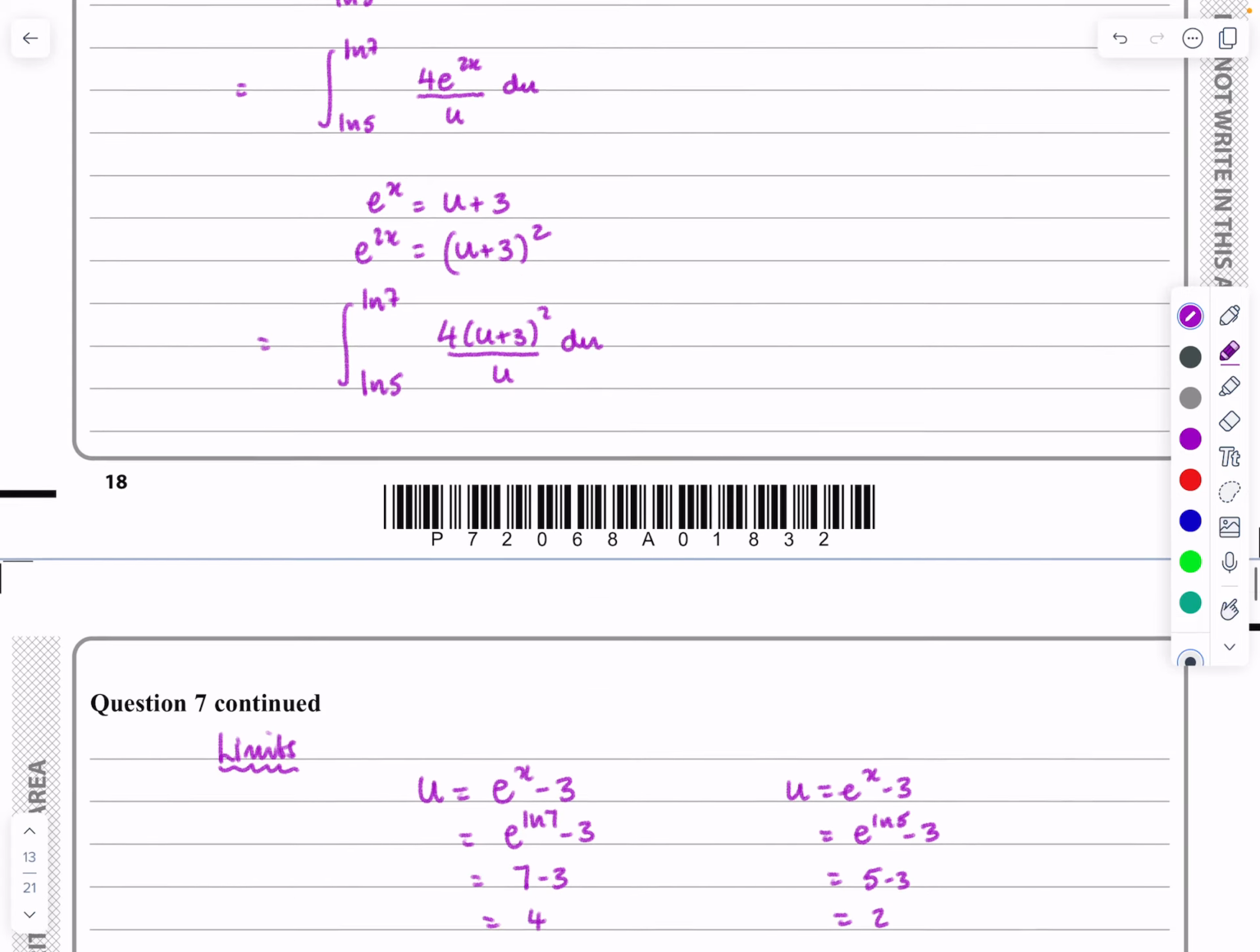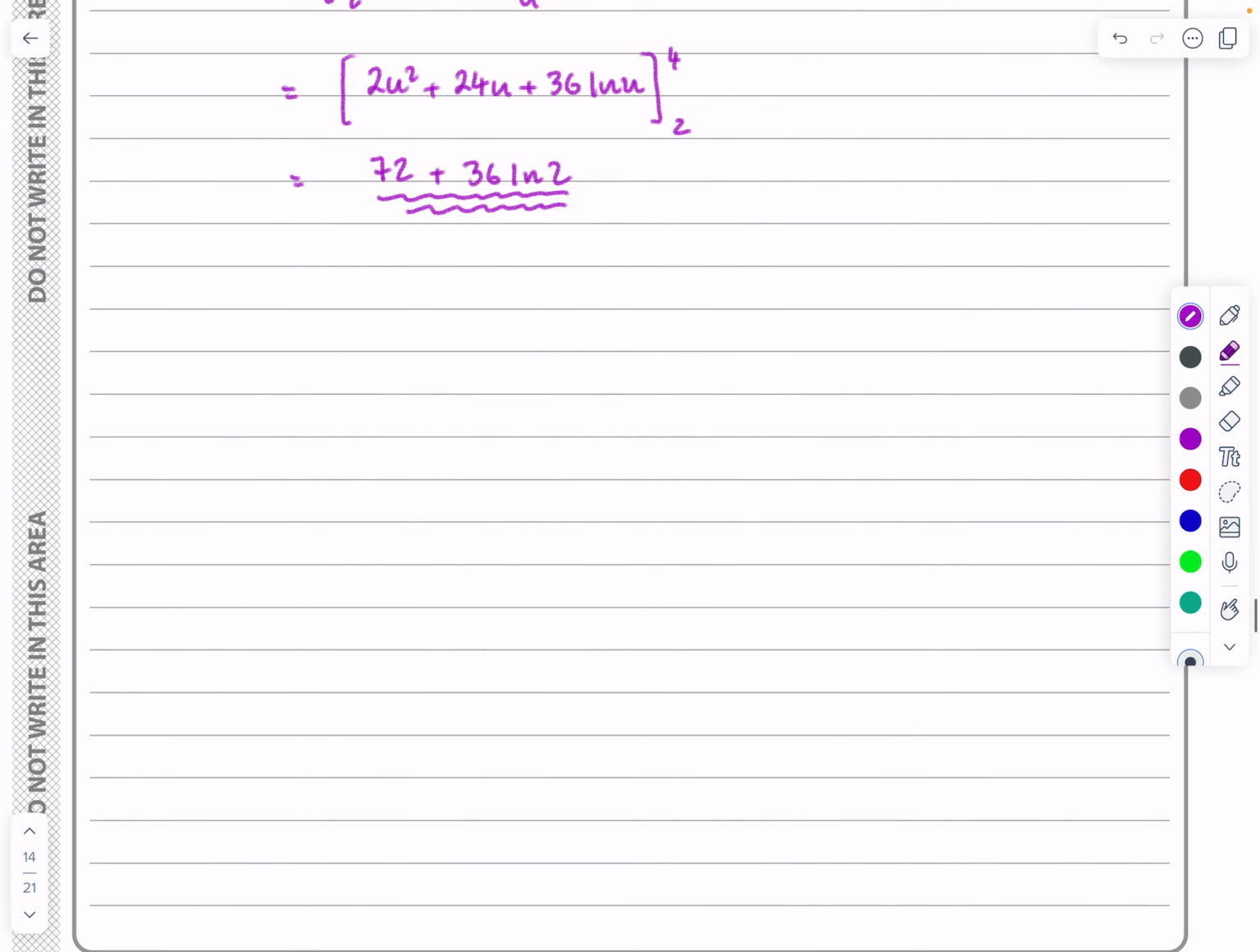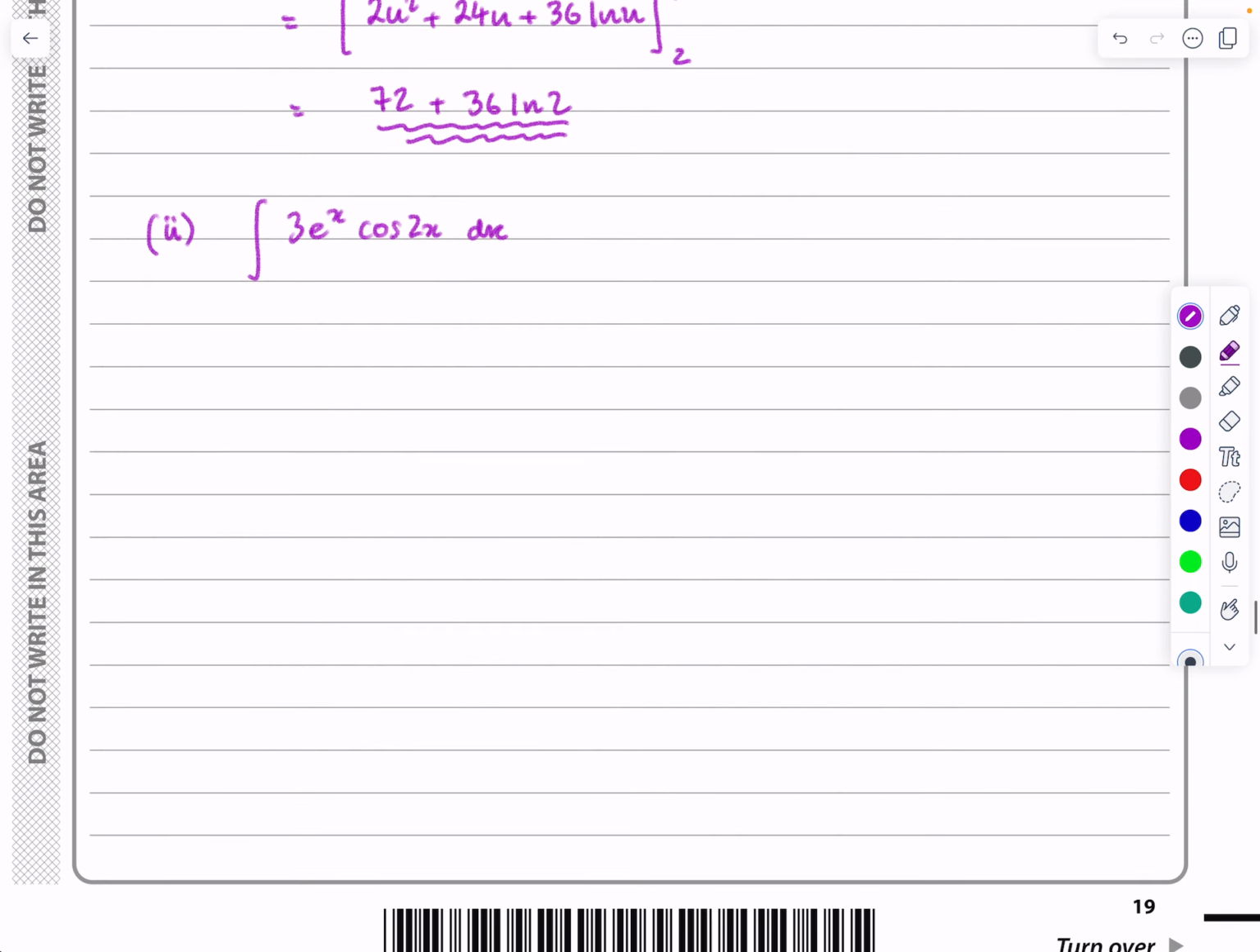So for part 2, we've got the integral of 3e to the x cos 2x dx. In this case, because of the type of question this is, it doesn't matter which one I take as u and which as dv, and it's very unusual to say that. If you've not seen one of these, you'll need to watch this video, then go back and watch it again, knowing what I know now. So I know what this is going to end up looking like.